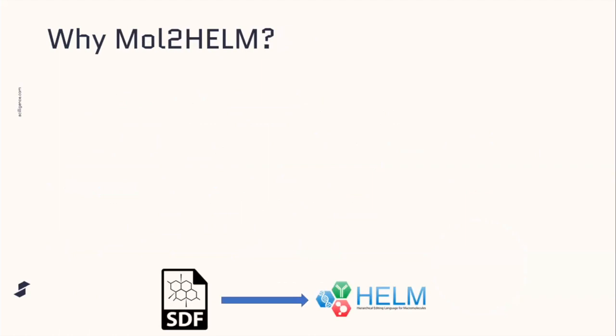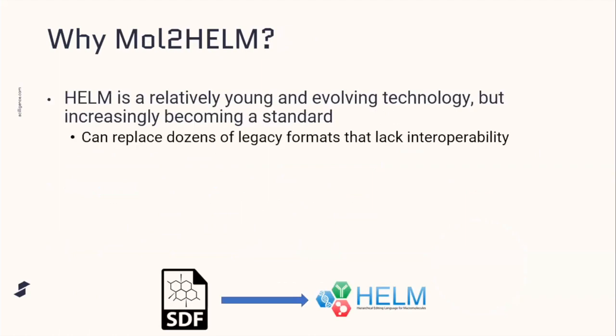So why did we develop multi-HELM? I touched a little bit on this, but HELM is a relatively young and evolving technology, but it's increasingly becoming a standard. HELM, I believe, was started in 2008, and it is now kind of the standard notation for oligonucleotides and peptides. It's been used in a lot of different publications, and it's used across a lot of organizations. And it has the potential to replace dozens of legacy formats that lack interoperability.